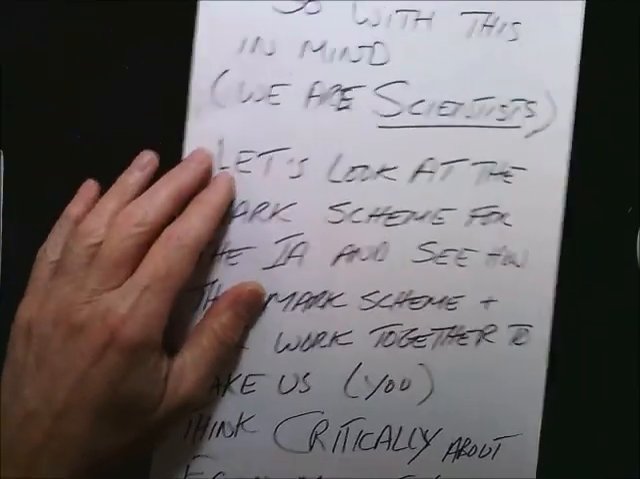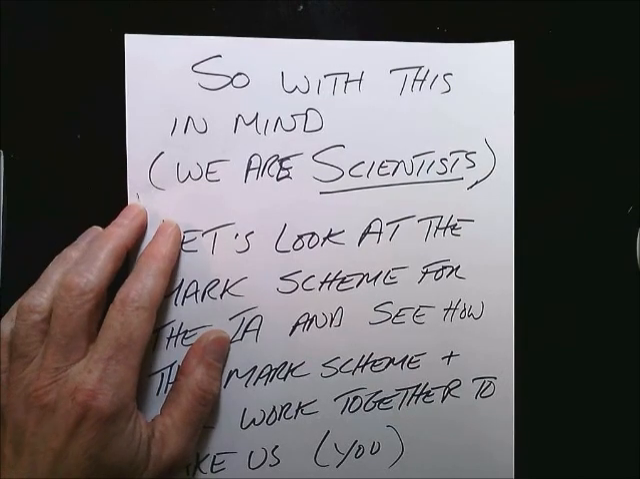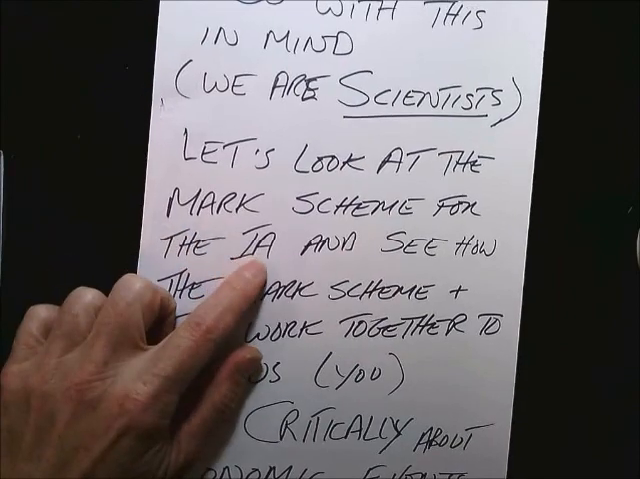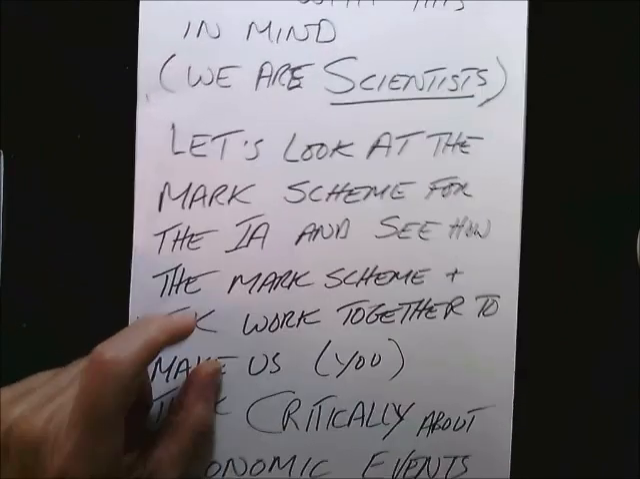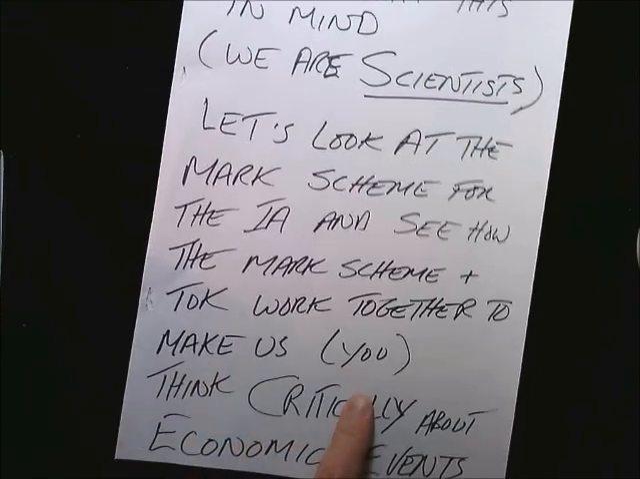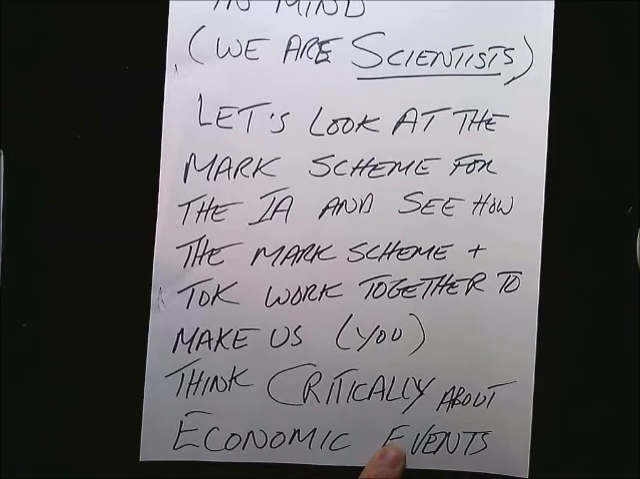So with this in mind, we are scientists. Okay, this is really important. We are scientists. And we're going to look at the mark scheme for the IA, for the commentary, and we're going to see how the mark scheme and theory of knowledge work together to make you think critically about economic events. Really, really important.